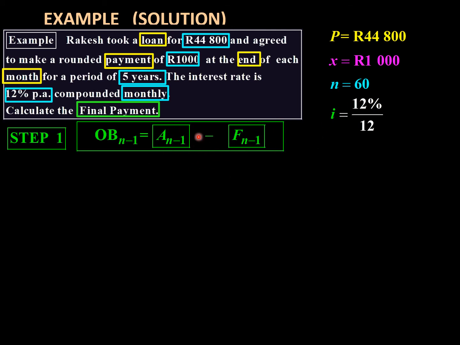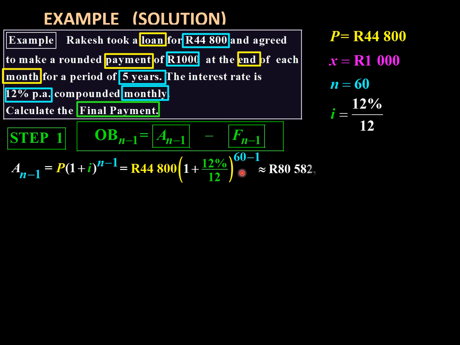The procedure is we have to find the growth for 59 and the future value for 59. So let's just do that. We look at the growth of that 44,800. That's 60 minus 1, I'm just putting in the 1 to show you that's the penultimate. And if we calculate that, that gives us 80,582 Rand and 90 cents.